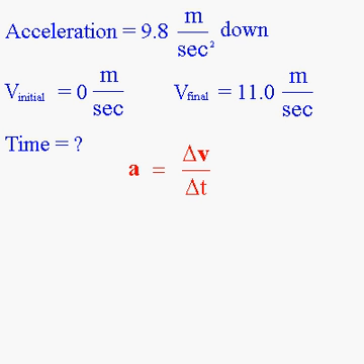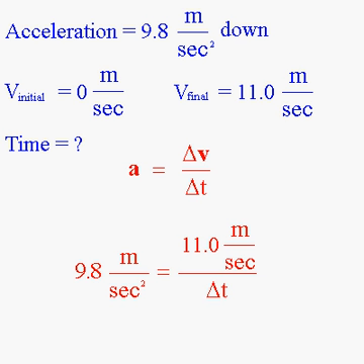Acceleration is delta V over delta T. What's delta V? Well, it's V final, 11.0 meters per second, minus V initial, 0. So delta V is 11.0 meters per second. The acceleration is 9.8 meters per second squared. So we can put those both into the equation. All right, now all we have to do is solve for delta T.